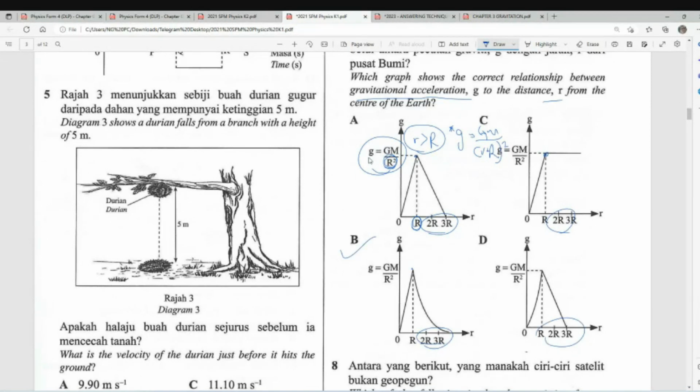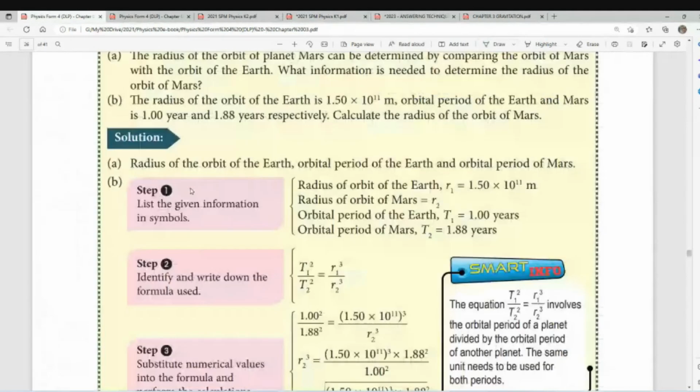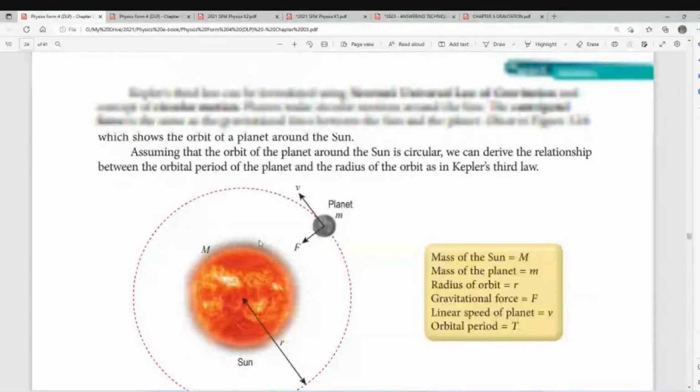So the question is, when r is smaller than R, why is there a straight line? Why is it linearly proportional? This part I already discussed in last year's assignment. But for the other classes, I'm not sure whether you have learned about this or not, because it doesn't appear in the textbook. So we go back to the textbook first, regarding the graph.